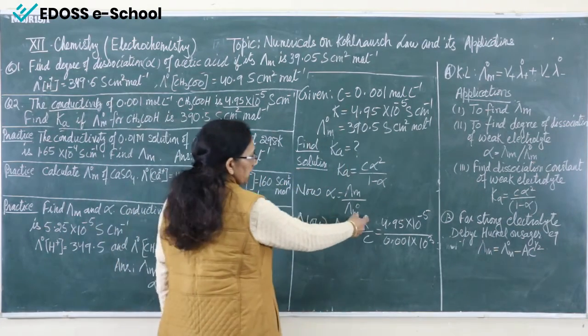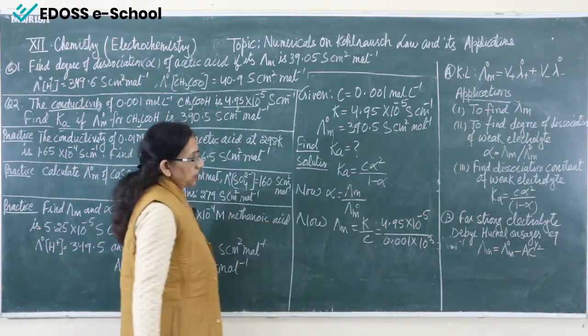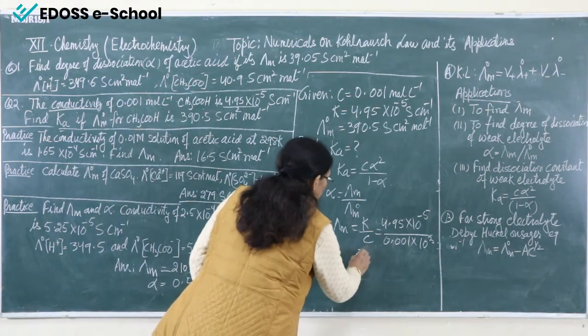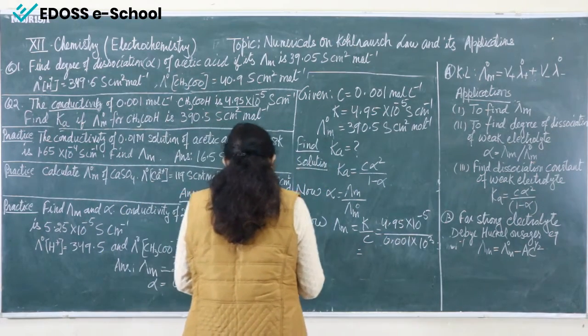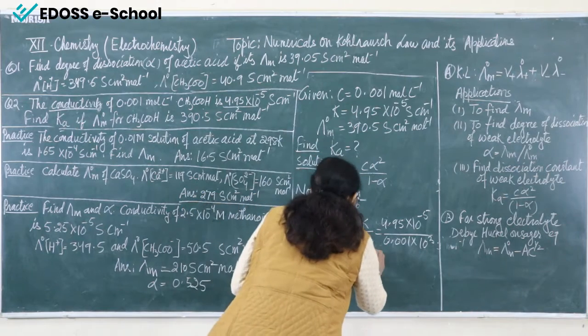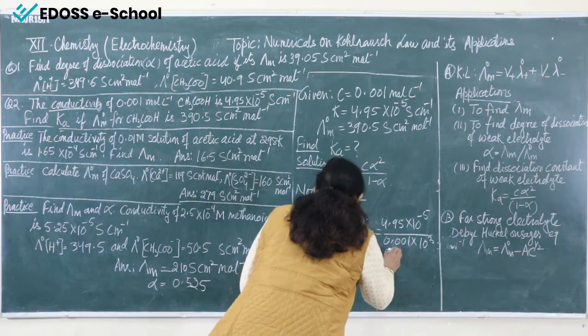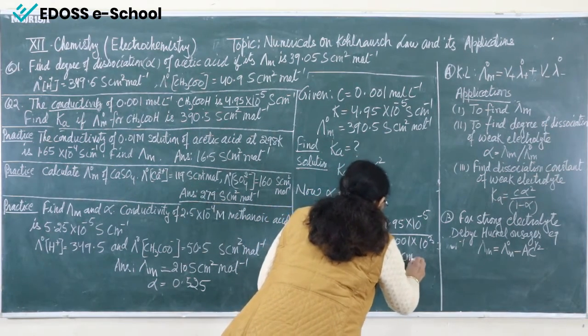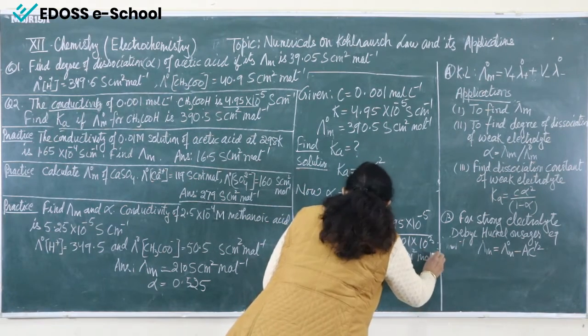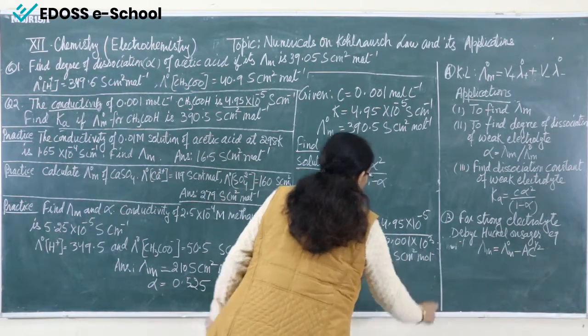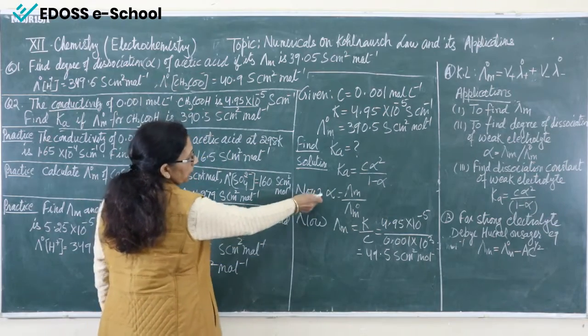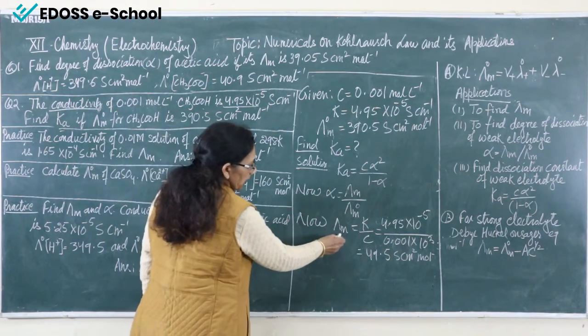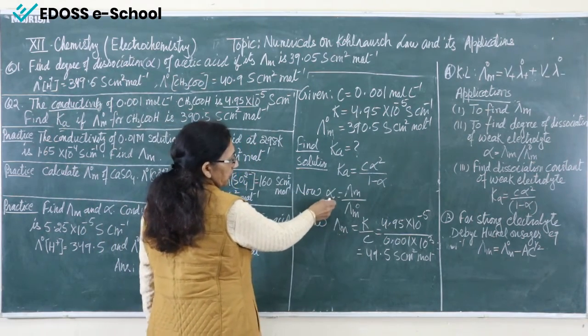Okay, or simply you can write K upon C multiplied by 1000 also. So after calculating lambda m, we get the value 49.5 Siemens centimeter square per mole. Okay, now come to this formula. Now lambda m is clear, now we can find alpha.